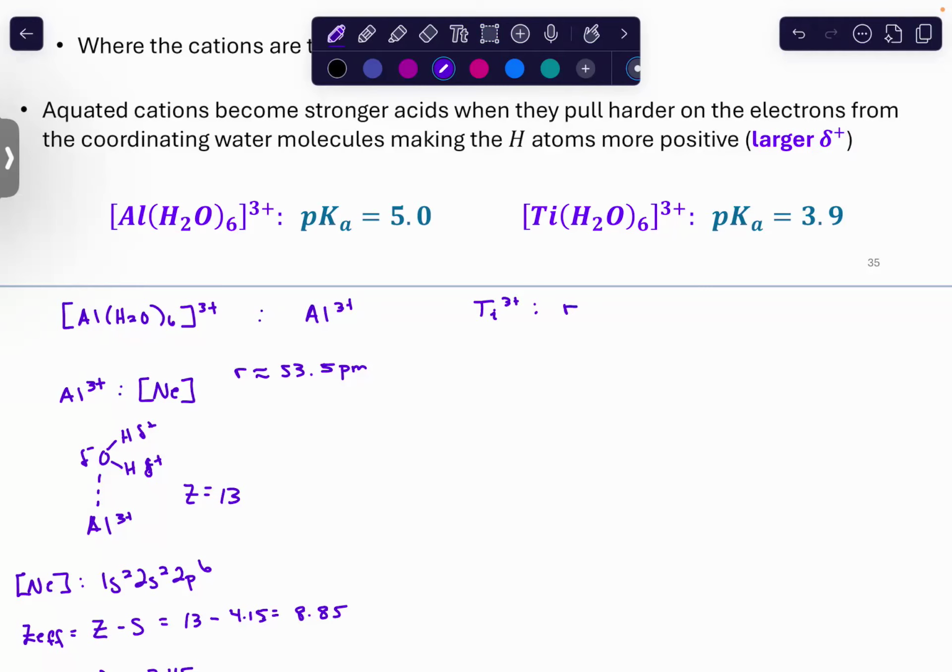Titanium is going to have a radius of about 67 picometers. Okay, so already we're saying that aluminum should make a stronger acid. So this fails on the radius part. Great.